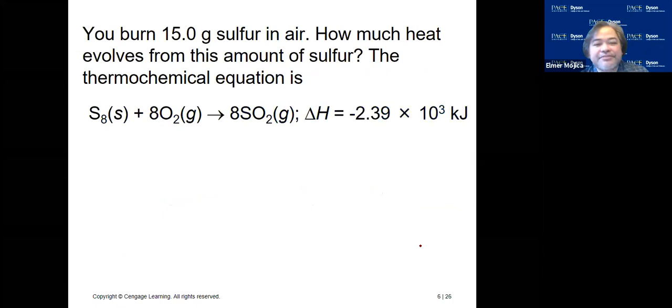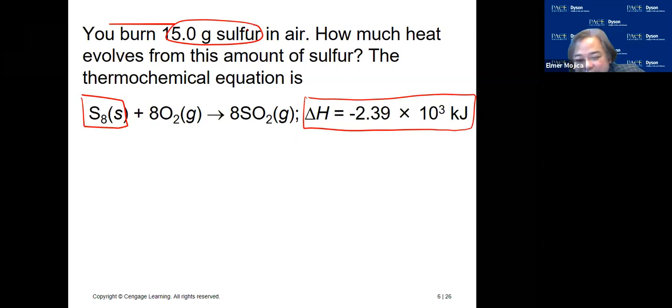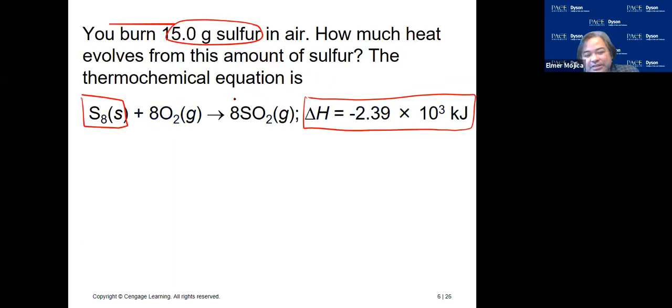So let's try the same thing, but this time we change some of the values. You burn 15 grams of sulfur in air. How much heat is evolved from this amount of sulfur, given the thermochemical equation like this one? So what does this information tell us? Anyone? For every 1 mole of this, that's the energy that is released. Now the question being asked here: I have 15 grams of sulfur. How much heat will it release? If you go to the previous slide, we're given the corresponding heat per mole, which is in your thermochemical equation.